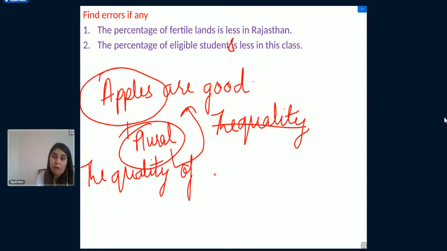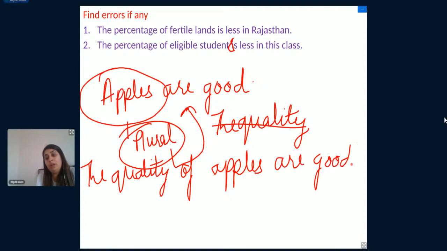The quality of apples are good. So guys, what do you think? Do you really think that the sentence is correct? The quality of apples are good. Do you think that the grammar is totally right here? The quality of apples are good. No, this sentence is wrong. How? See, always and always consider the main subject of the sentence while writing the verb for it.